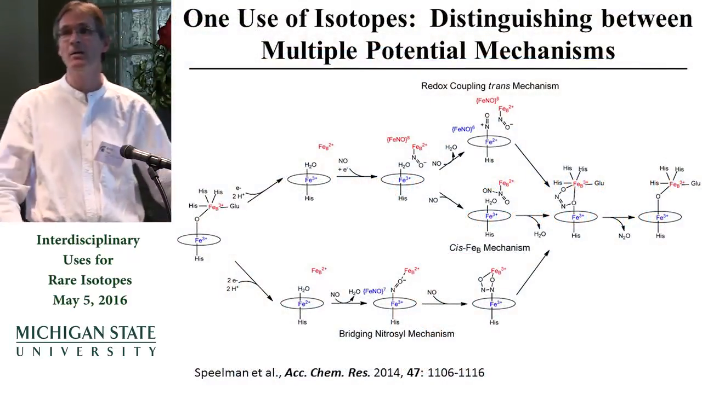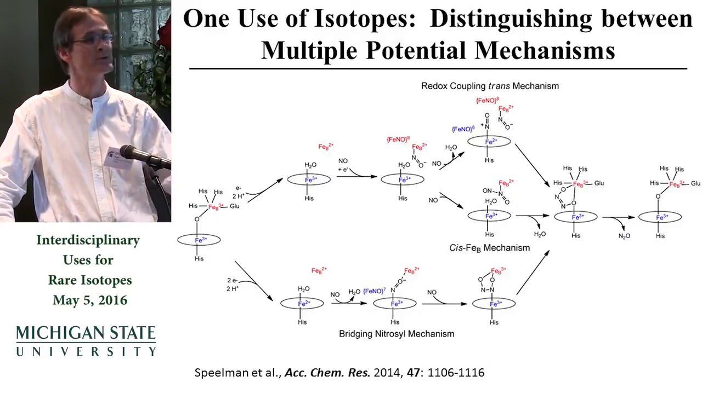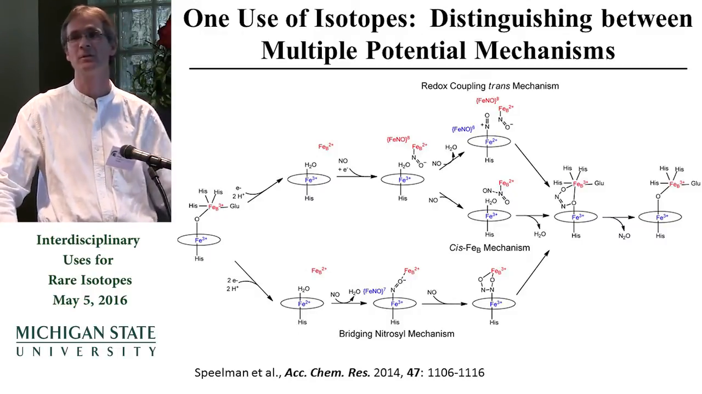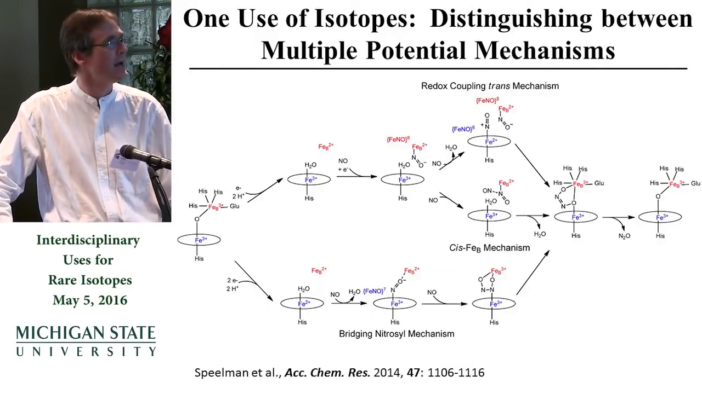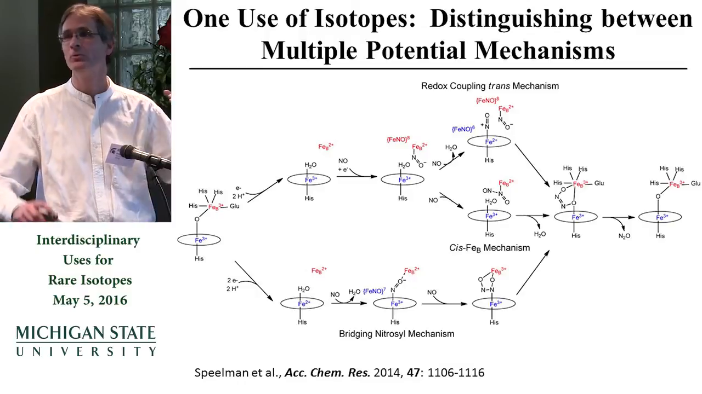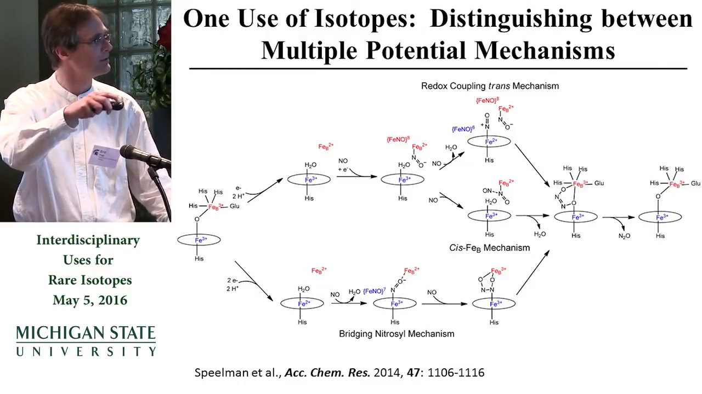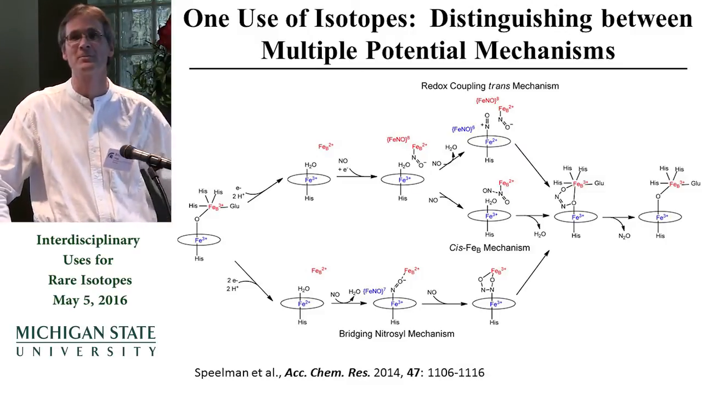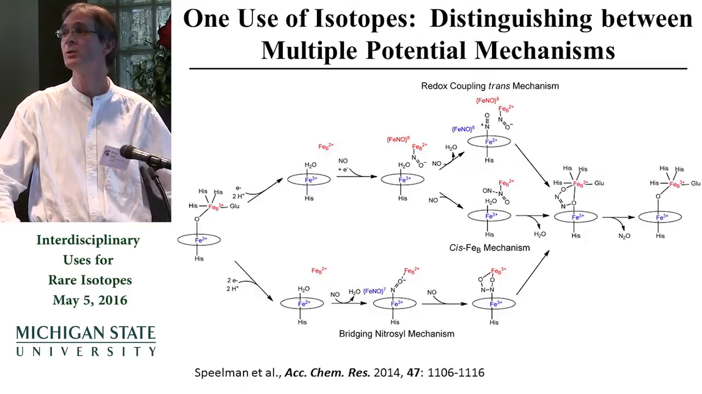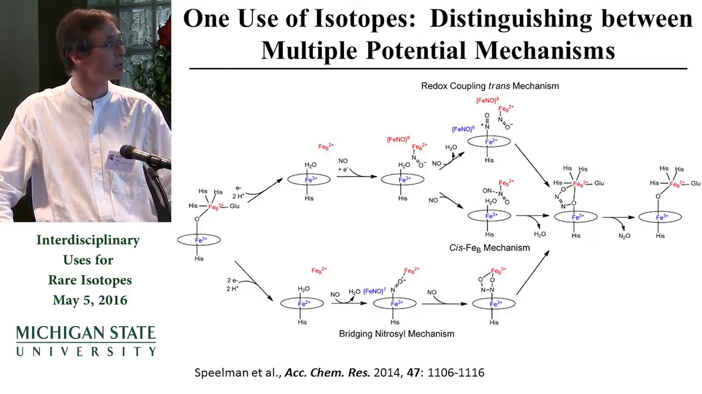So I'm an enzymologist, and I'm interested in how enzymes work and what the mechanism is. And there's all sorts of ways to get to this. You can do spectroscopy, you can look at intermediates, you can do kinetics and all sorts of things. But sometimes you reach the end of what you can do, and you still have more than one possible mechanism that fits all the data. In this particular example, there are three possible mechanisms. So what do you do at this point? Another tool in our toolbox is isotopes.